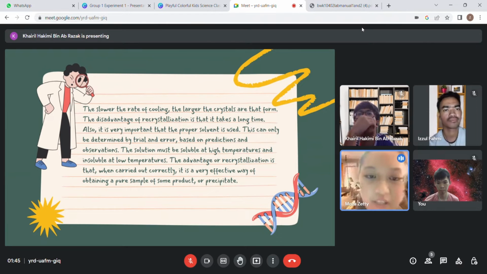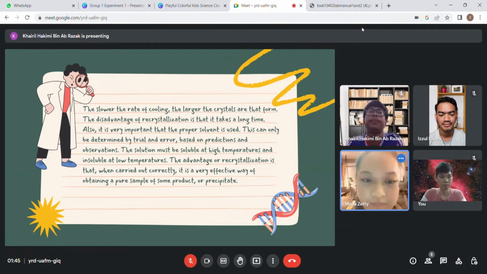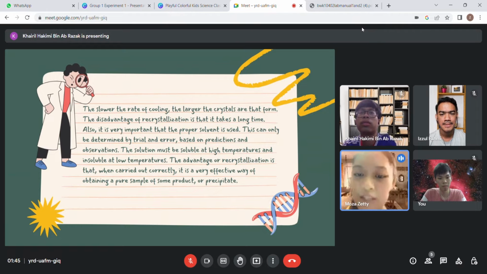Also, it is very important that the proper solvent is used. This can only be determined by trial and error, predictions, and observation. The solvent must dissolve the compound at high temperatures and not at low temperatures. The advantage of recrystallization is that when carried out correctly, it is a very effective way of obtaining a pure sample of some product or precipitate.